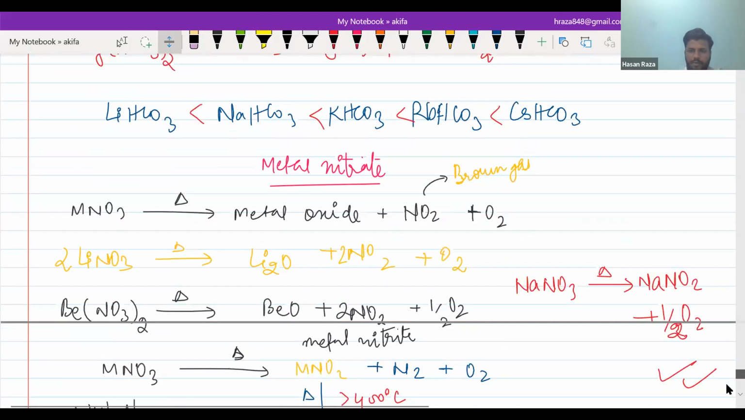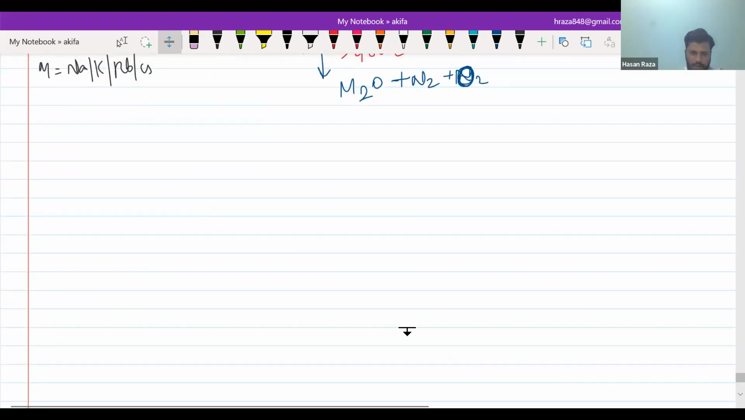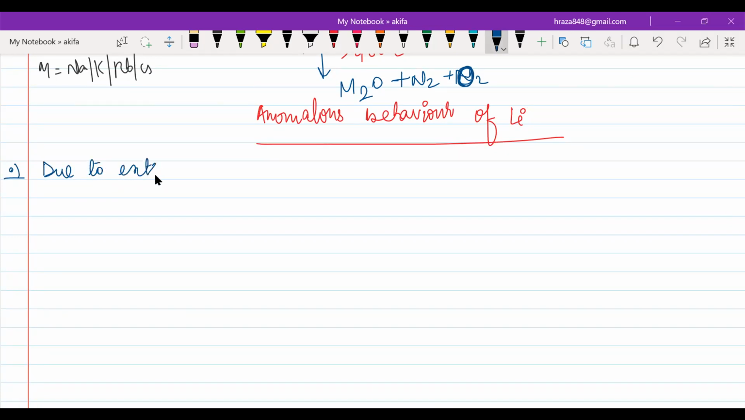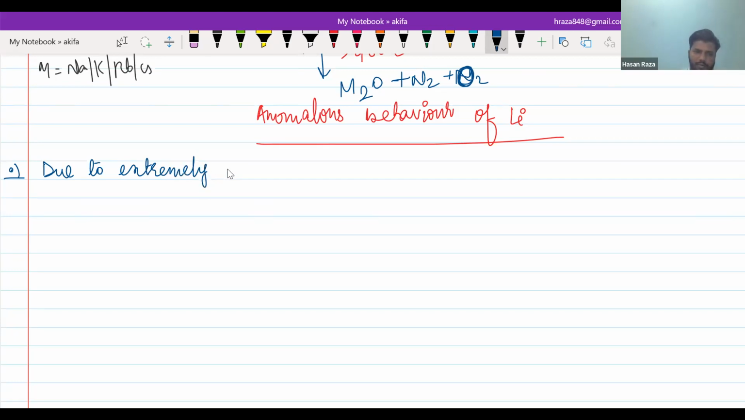Write a topic: anomalous behavior of lithium. Why does lithium show anomalous behavior? Due to the extremely smaller size of lithium and Li+.